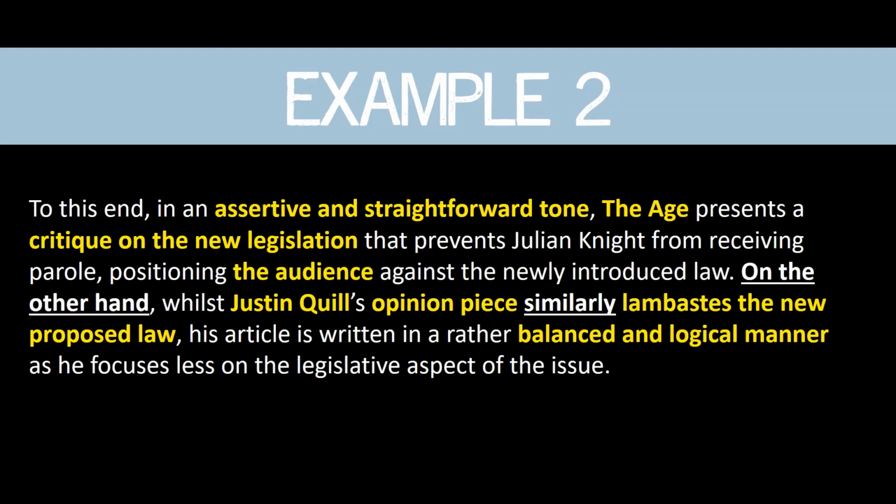To this end, in an assertive and straightforward tone, The Age presents a critique on the new legislation that prevents Julian Knight from receiving parole, positioning the audience against the newly introduced law. So in this sentence, we've got the tone to start with, which is assertive and straightforward. We've got the author, The Age, and because the newspaper is the author, obviously it's going to be an editorial. And then we've got our contention, the fact that it's a critique on new legislation. We also have the audience. Again, it's quite broad in mentioning the audience.